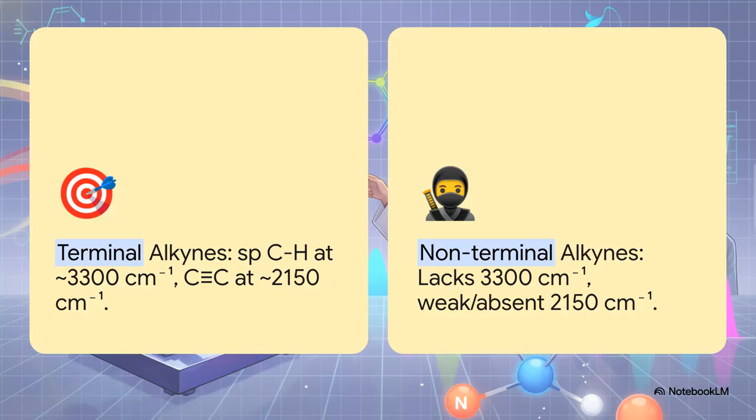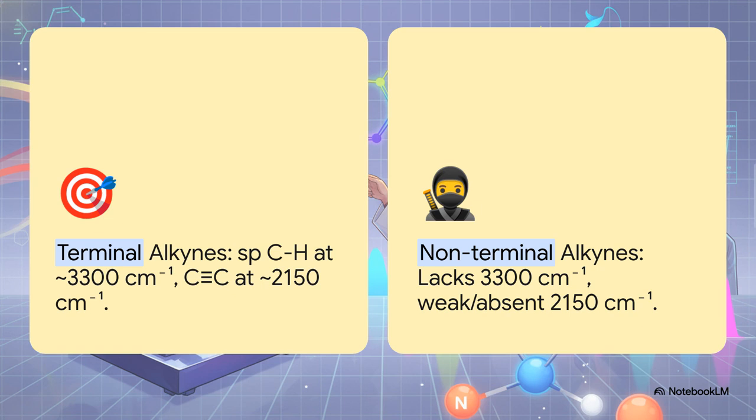Now, when we're hunting for the triple threat of alkynes, positioning is everything. Terminal alkynes, meaning the triple bond is hanging off the very end of the chain, give this super prominent sharp signal way up at 3300 for the sp C-H stretch, plus a really distinct C triple bond C stretch right at 2150.